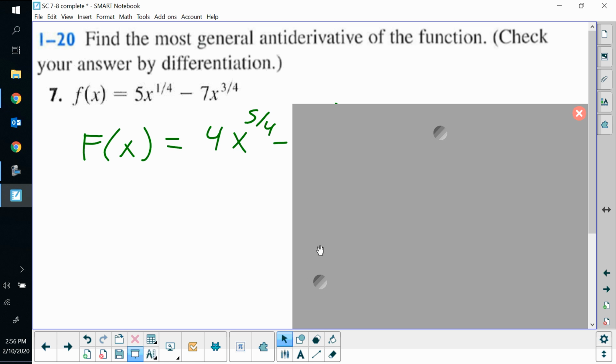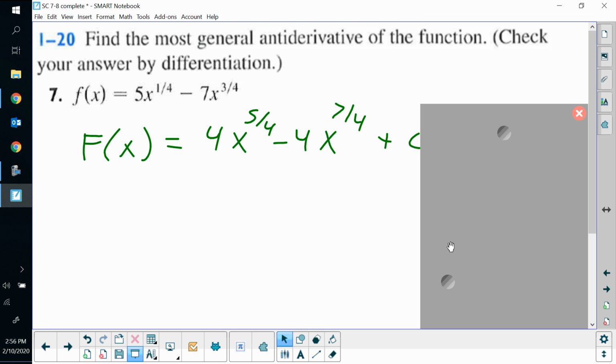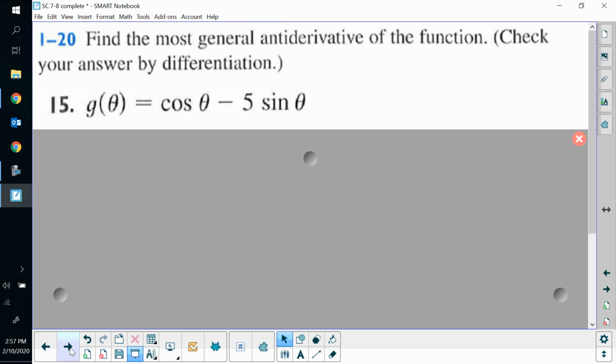Now the next one, the new exponent will be 7/4 when we add 4/4. So divide out front by 7/4, which is the same as multiplying by 4/7. The 7's wipe out, and we just have minus 4, x to the 7/4, and then you've got your plus c. Here's your next one. We can go ahead and pause the video for 2 minutes.